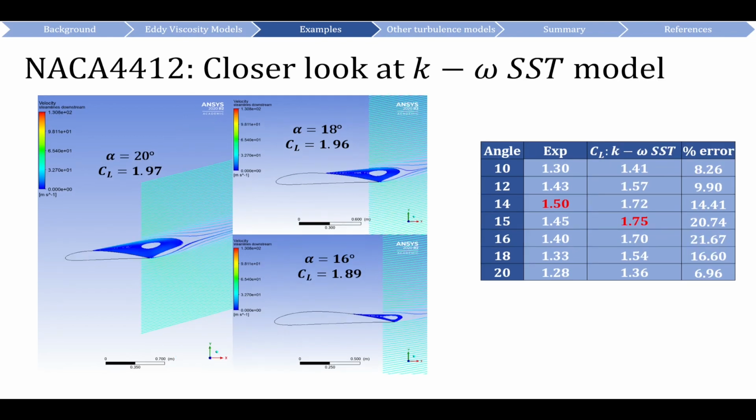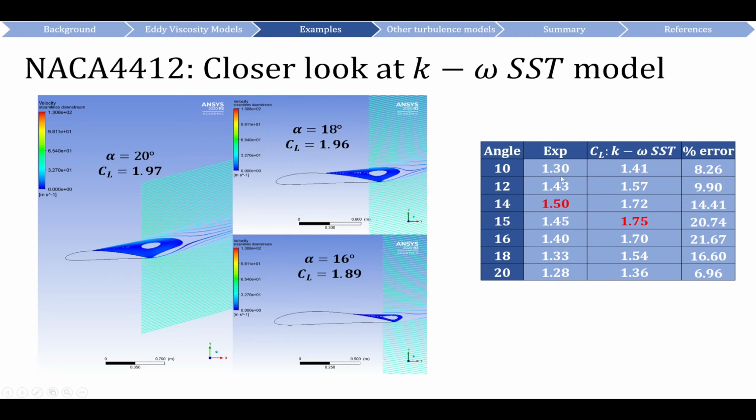And then for the K omega SST model, the stall angle was recorded at 15 degrees, but I thought it would be worth showing what the flow field looks like at 16, 18 and 20 degrees, and it's behaving as we would expect the experiment to behave.